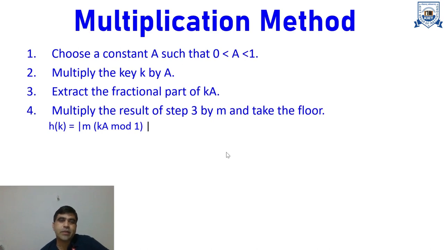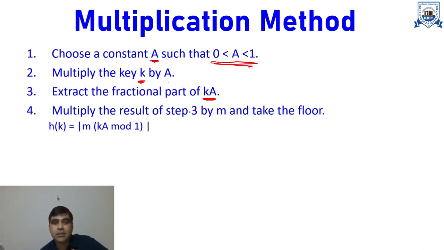Then the next method we have is the multiplication method. See, this is a simple procedure. First we choose some constant a, and this constant a will be chosen between 0 and 1. We'll multiply the key by a, so we calculate k into a, where a is some value between 0 and 1. Then we extract the fractional part of this multiplication, k and a. K is the key which we want to store, and we multiply these two and extract the fractional part, right?